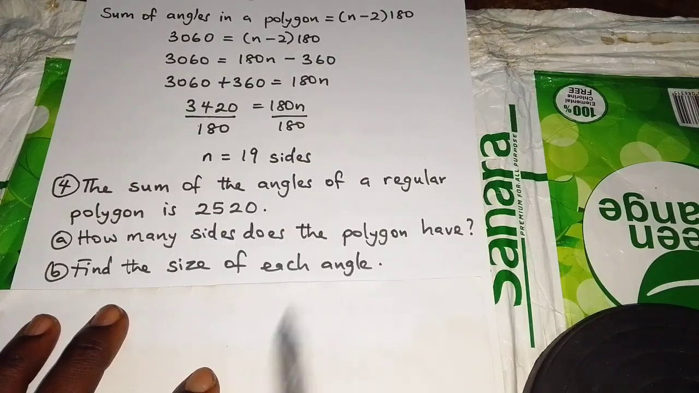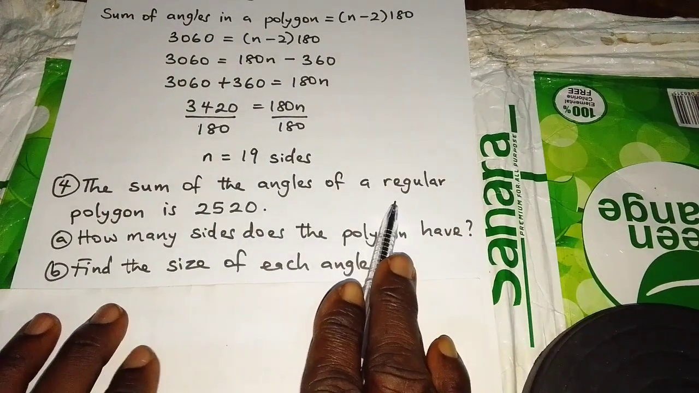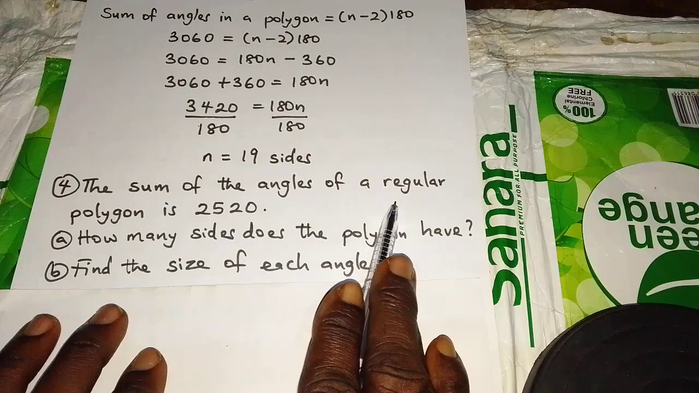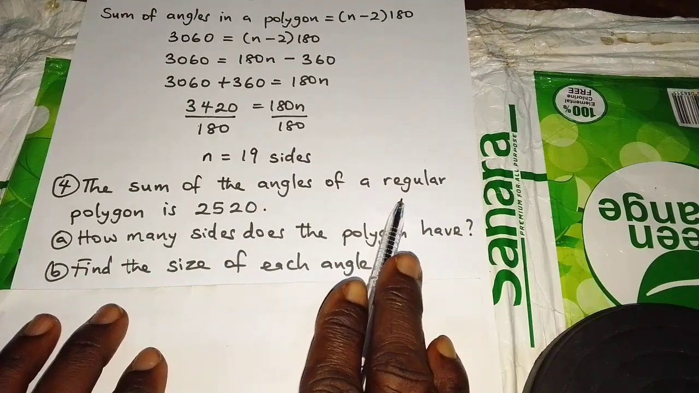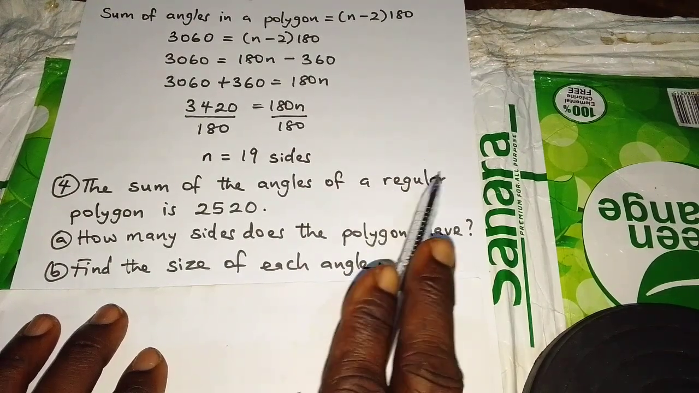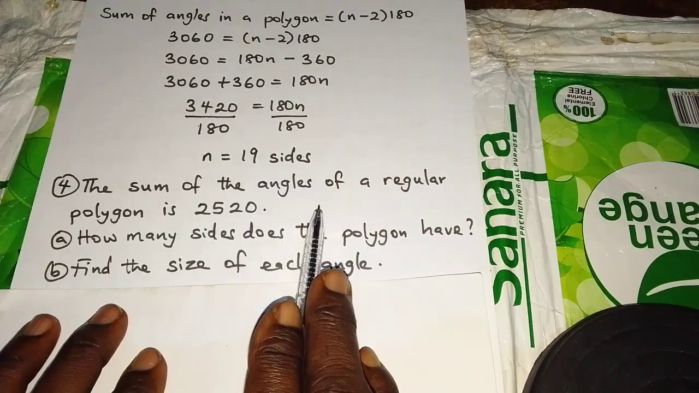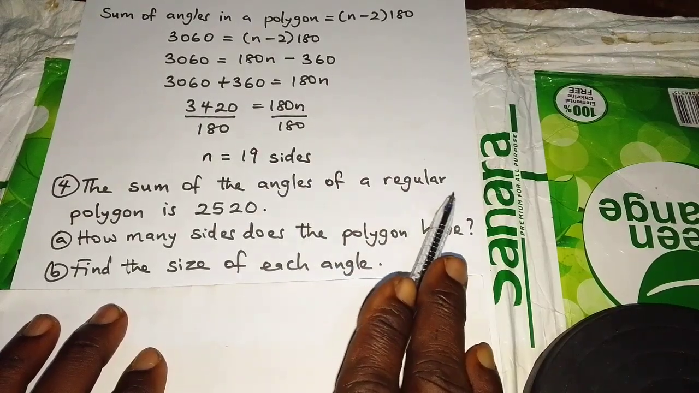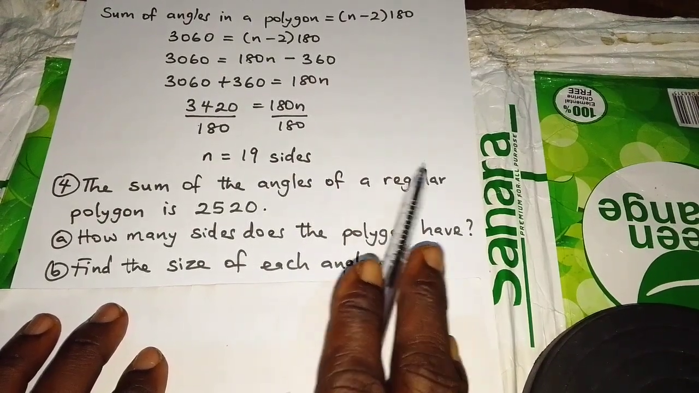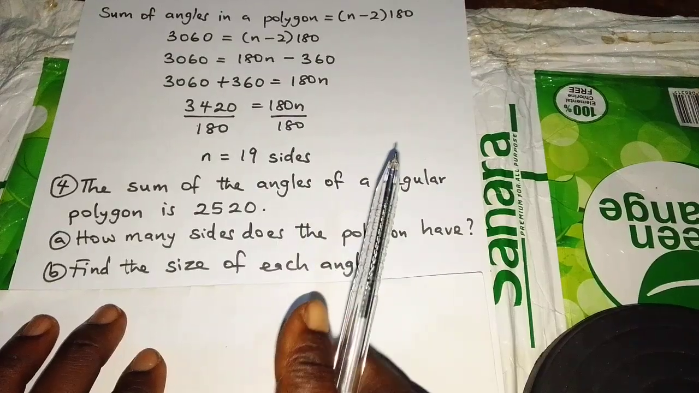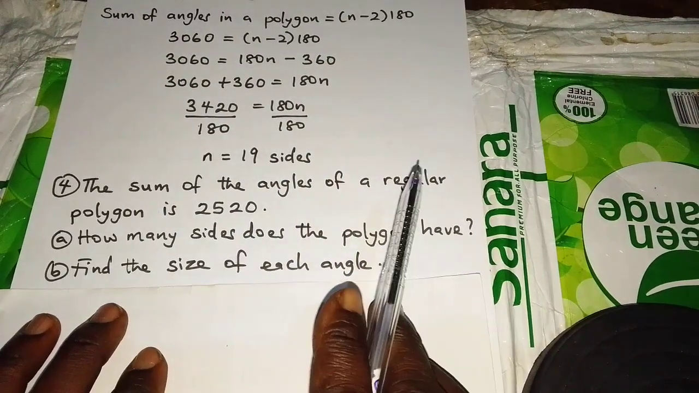When you hear regular polygon, it means all the sides are equal. If it has 5 sides and 5 angles, it means the 5 angles are equal and the sides are also equal. When you hear regular, it means the sides and the angles are equal.